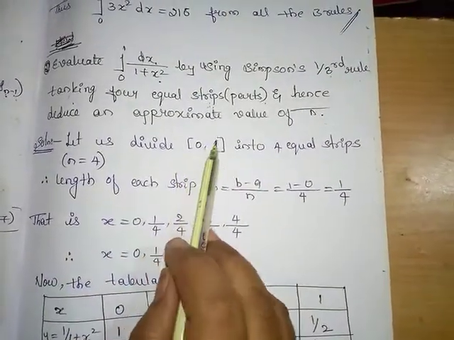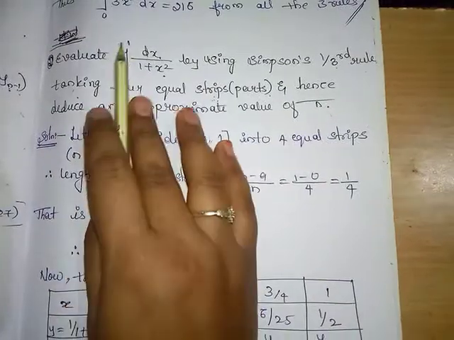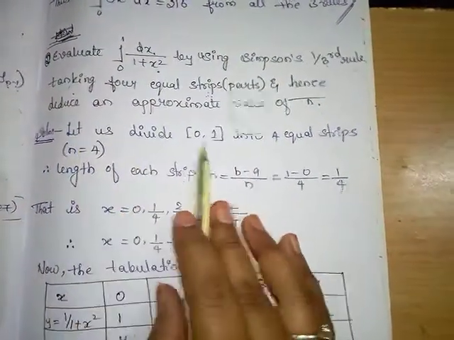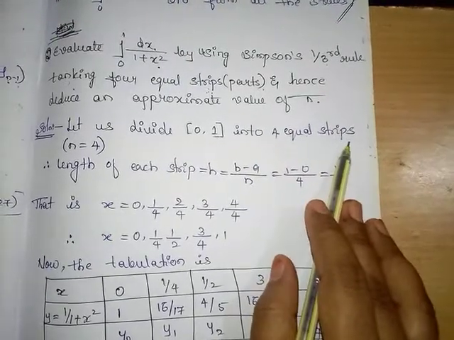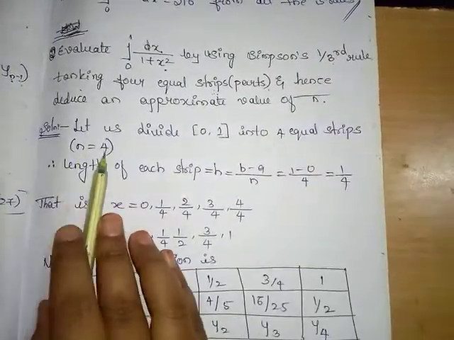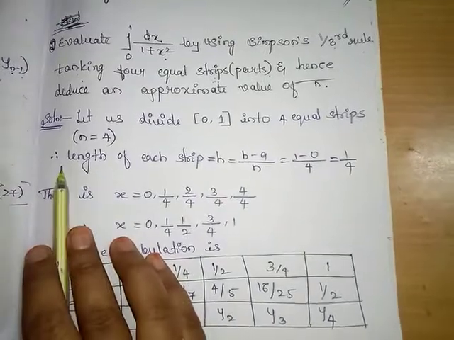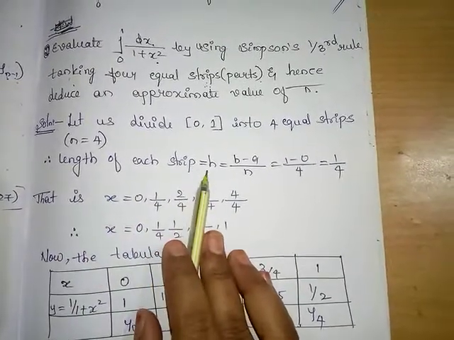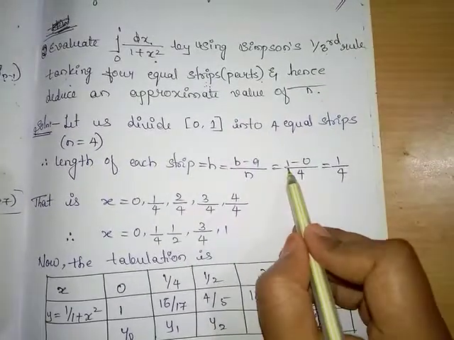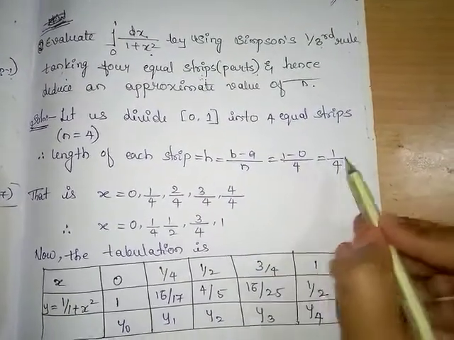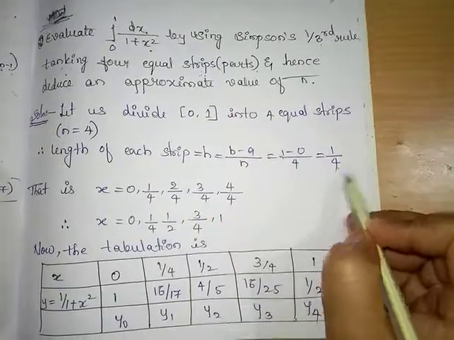First we have to divide the given interval. Here the interval is 0 to 1. Therefore let us divide 0 to 1 into 4 equal strips, which are also called parts. 4 equal strips, that is n is equal to 4. Therefore the length of each strip is h equal to b minus a divided by n. Here b is 1, a is 0 and n is 4. Therefore it is 1 by 4.